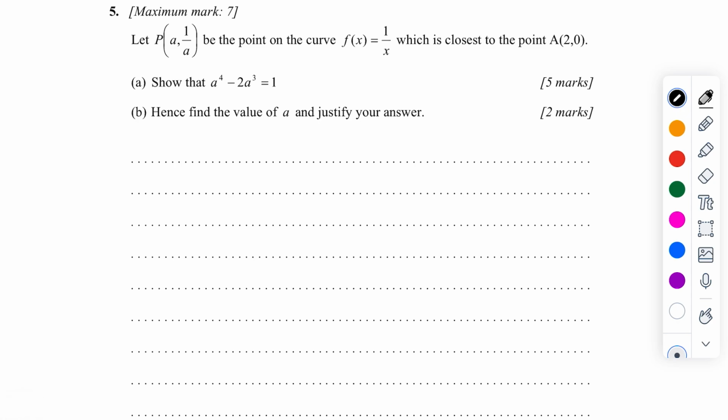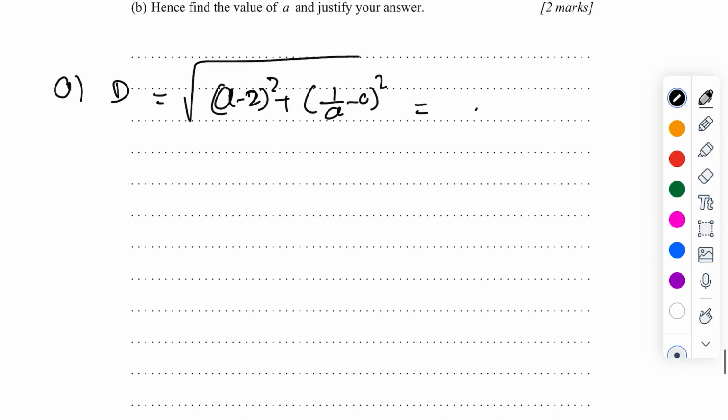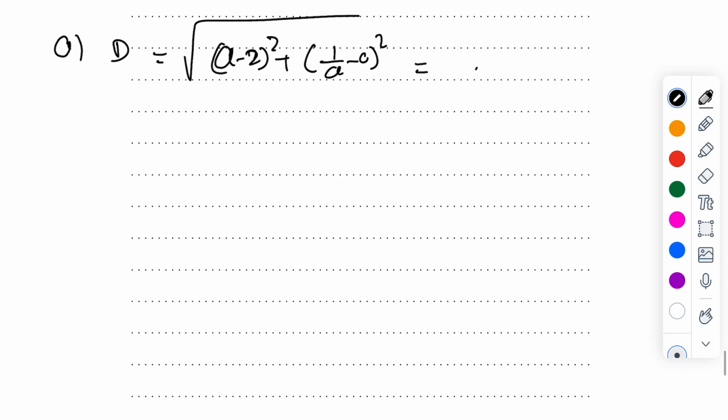Question number 5. The point P (a, 1 upon a) is a point on the curve which is closest to (2, 0). Show that... So the distance is the square root of (x2 minus x1) whole square plus (y2 minus y1) whole square. Let that be d. We'll assume that as (a minus 2) whole square plus (1 upon a) square.